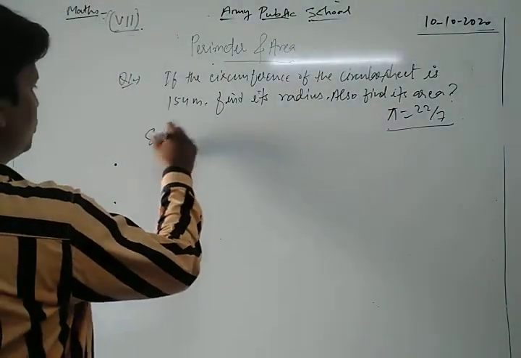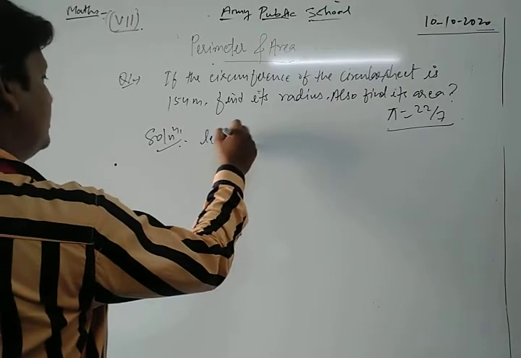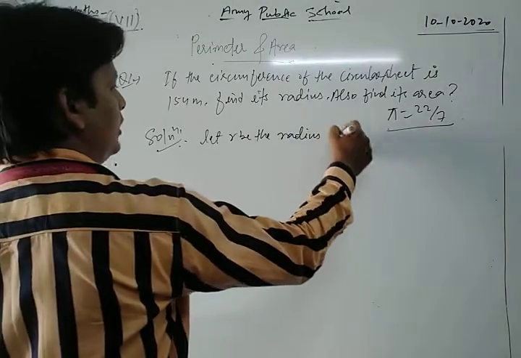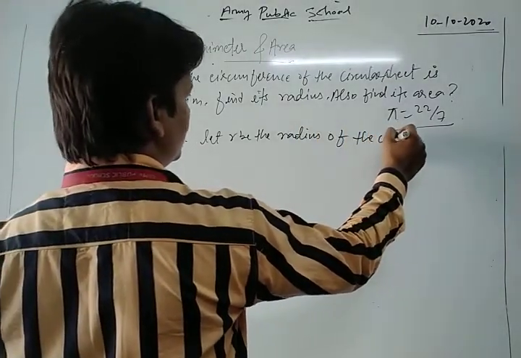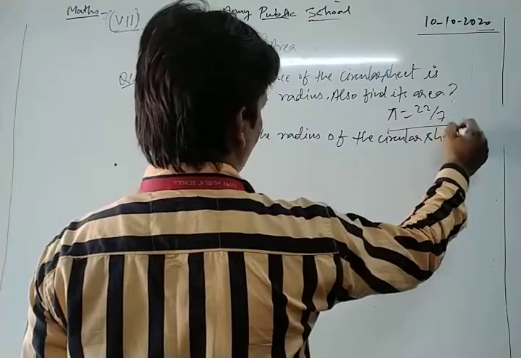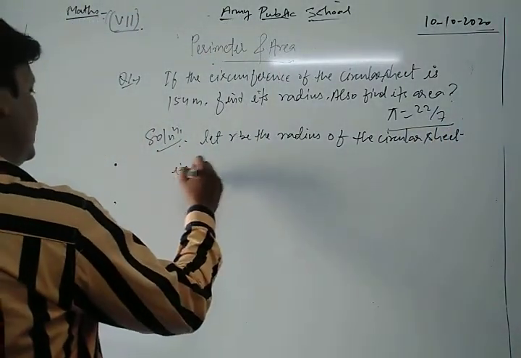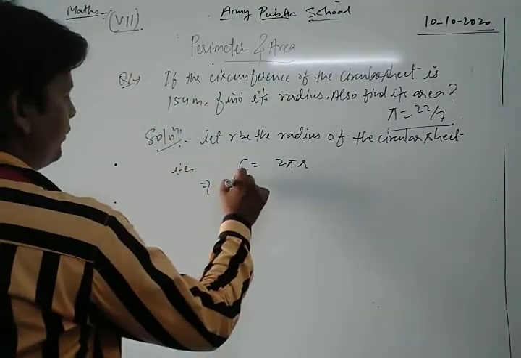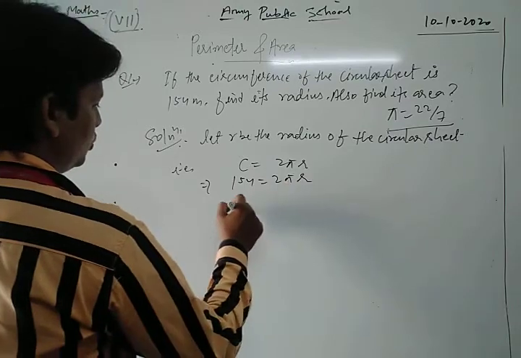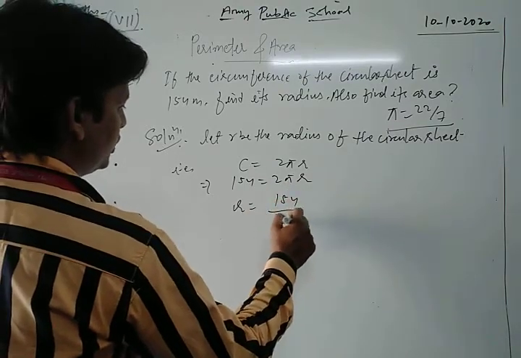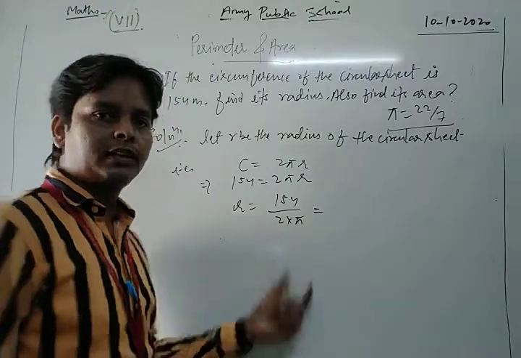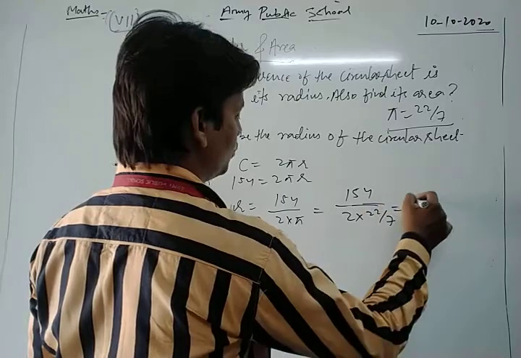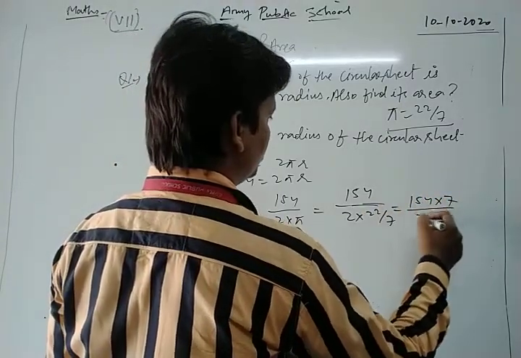First of all, what is given in the question? You write. Let R be the radius of the circular sheet. Its circumference is 2 pi r, and the circumference is given as 154, which is equal to 2 pi r. So the value of r is 154 upon 2 into pi. Now we put the value of pi, 22 upon 7: 154 upon 2 into 22 upon 7, so 154 into 7 upon 2 into 22.